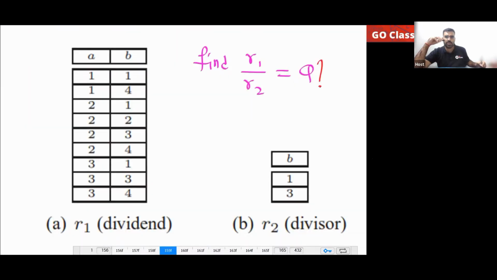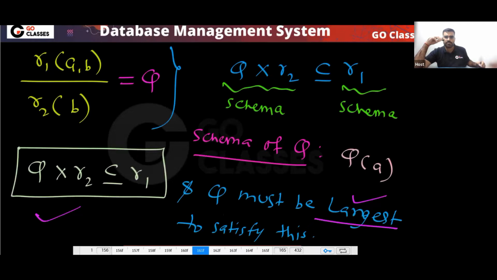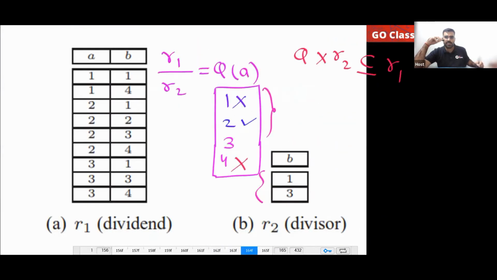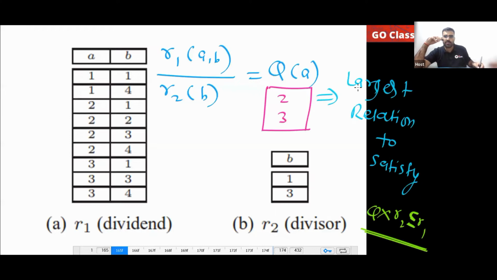Okay, so the same thing you have to do here also. Did you truly understand this? So your answer will be this. Is this clear to everyone? Because this Q is the largest relation to satisfy this property.